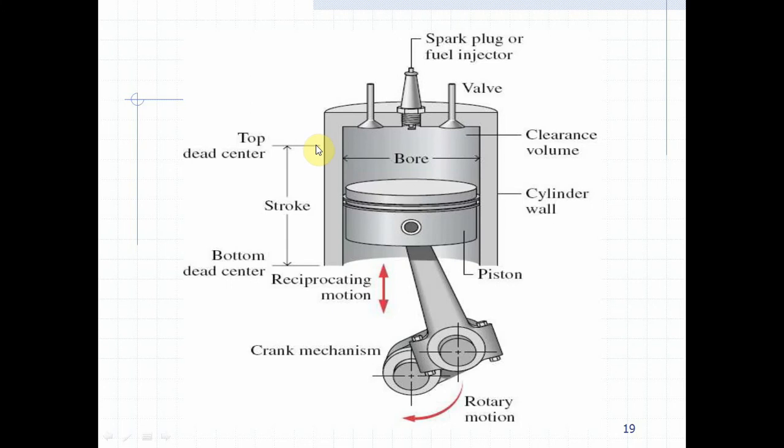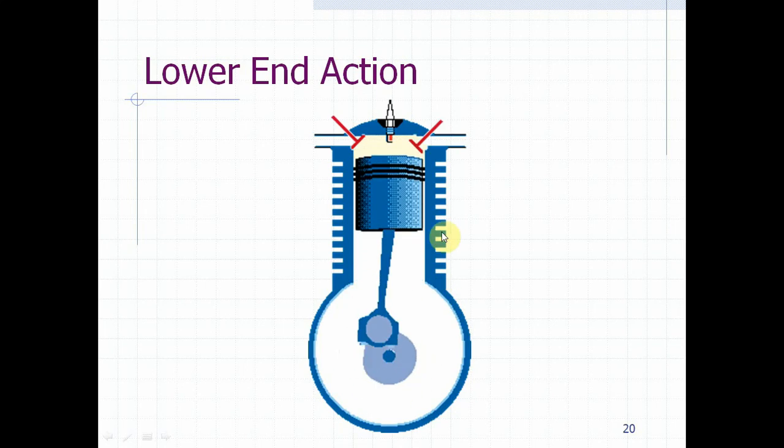The distance or movement between BDC and TDC is known as the stroke. This position is bottom dead center and this position shows the top dead center. This is the connecting rod, this is the piston, and it reciprocates up and down by rotating the crankshaft in circular motion. This is the lower end actions.